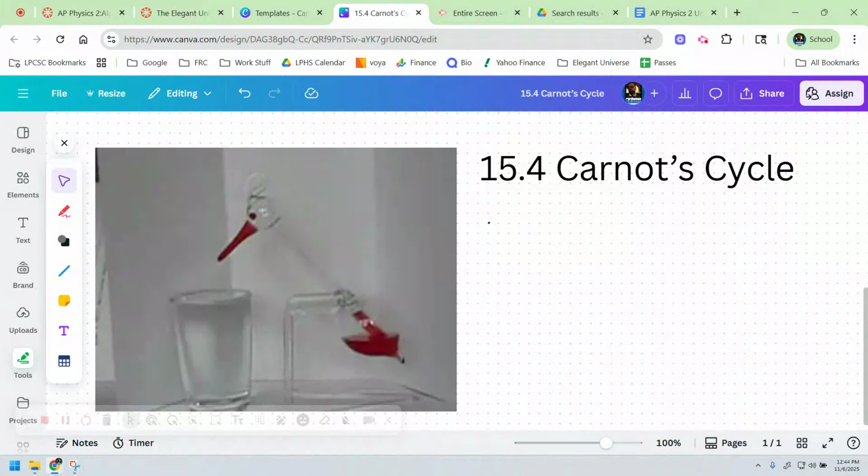We have an image. This is actually a novelty toy. It's known as a drinking bird. I actually have one in the classroom. I'll get it out and you guys can play with it later. But it's an example of Carnot's engine.